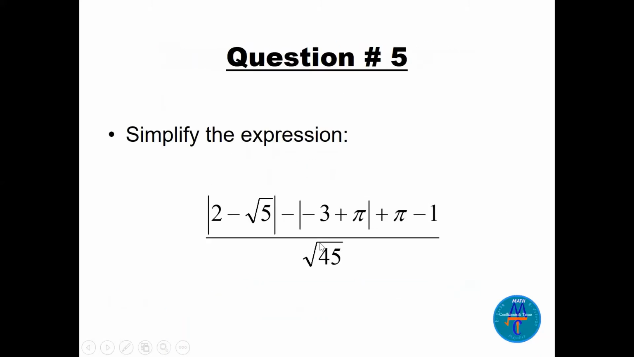Number 5, also absolute value. We have some radicals, we have pi, and we need to simplify this. Absolute value of 2 minus square root of 5 minus this. So the whole idea here is to check the value inside the absolute value. This one, 2 minus square root of 5 minus 3 plus pi. Check, is this positive or negative? That's the whole idea. And then we simplify square root of 45.